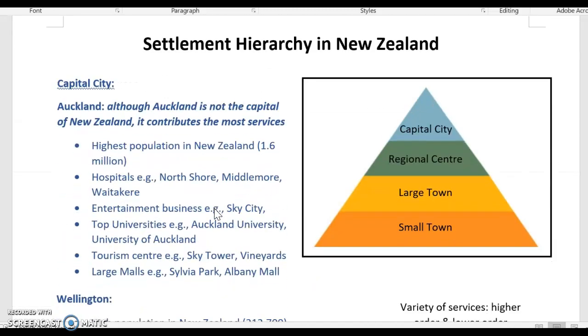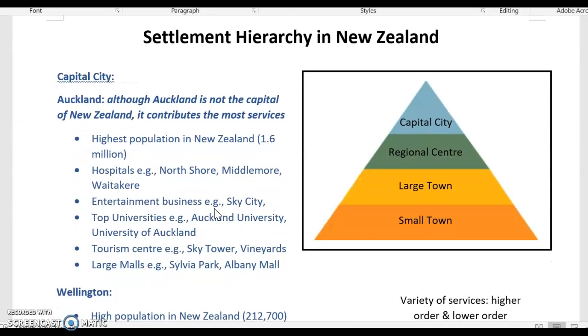Now, here we go. So, settlement hierarchy in New Zealand. In New Zealand, we've got an intriguing settlement hierarchy because Auckland is very much the primate city, okay, so the largest city by quite a way, but it's not our capital city. However, it's still seen as that top area of the capital city, okay, because it provides the most services. It has the largest population by a long way. It has all of these different functions. It's very much an international city, or as close as an international city as New Zealand can get.